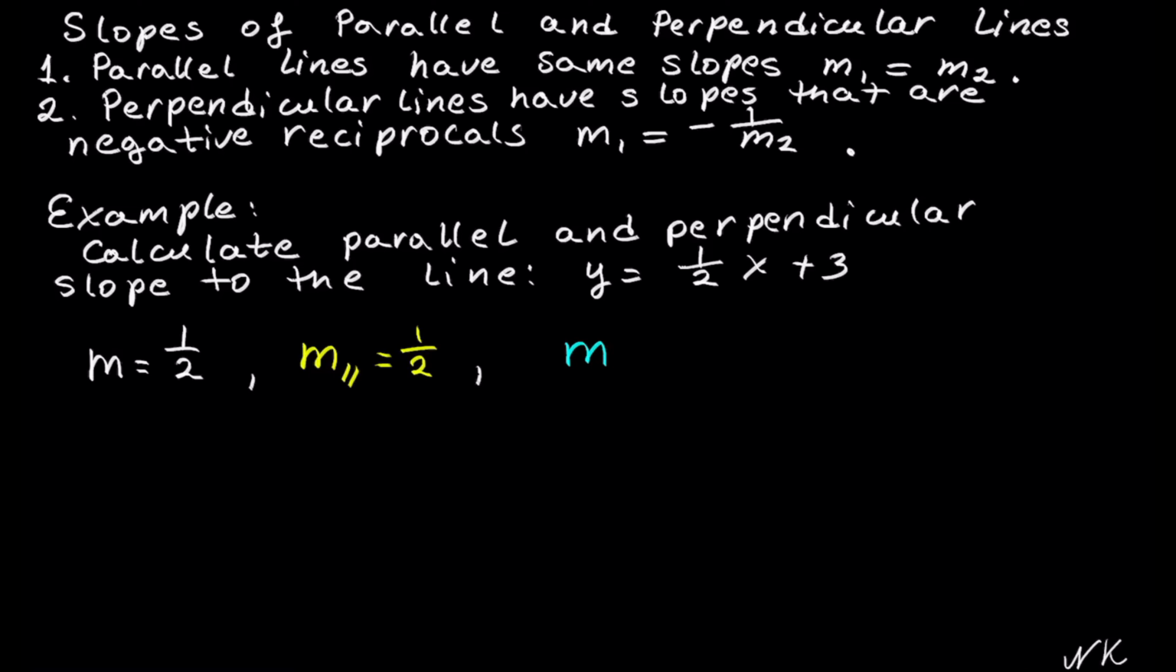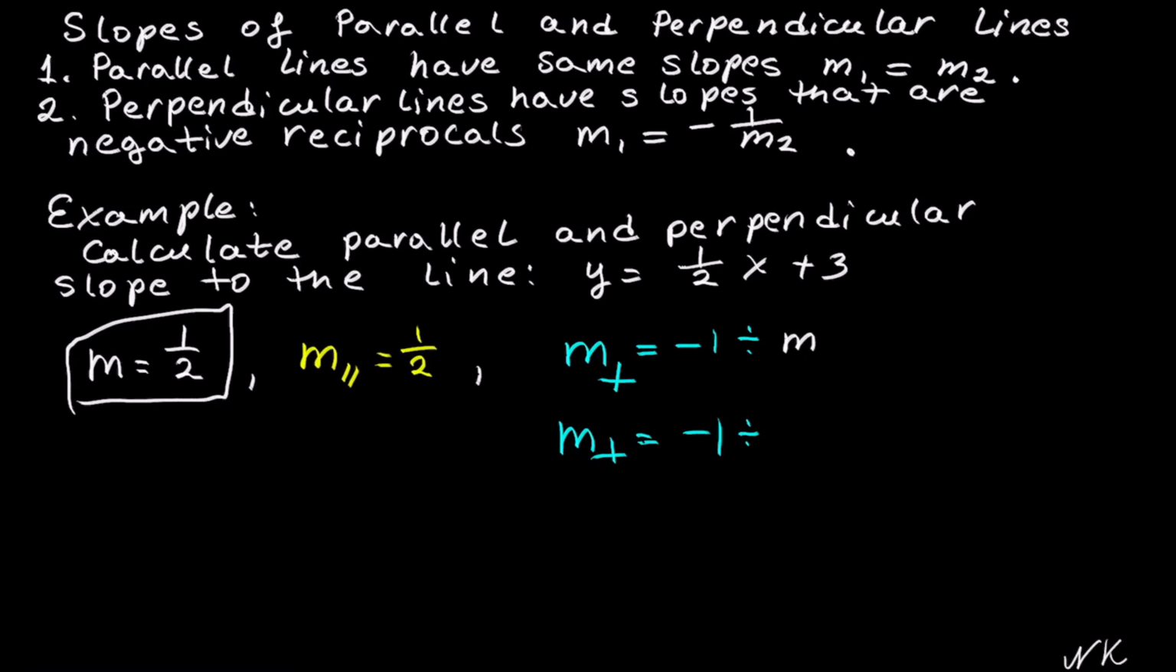The last one is perpendicular slope. You can calculate it by taking -1 and dividing it by the slope of the line. The reason I'm writing division this way instead of a fraction is that the slope of a line is a fraction itself, and I'm trying to avoid complex fractions. So the perpendicular slope is equal to -1 divided by the slope of the line, which is 1/2.